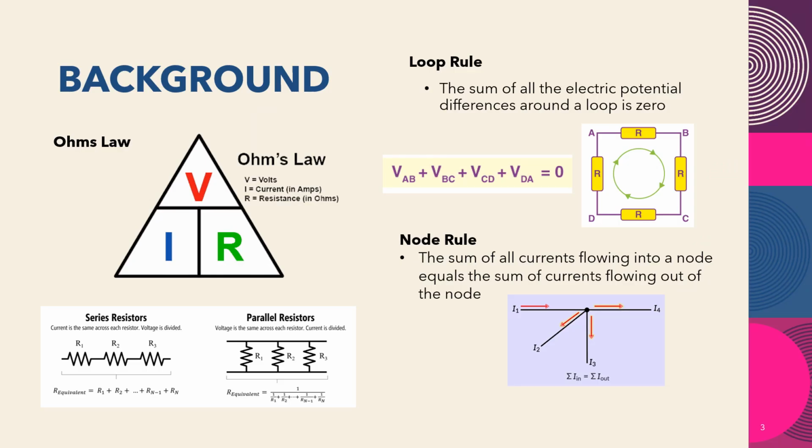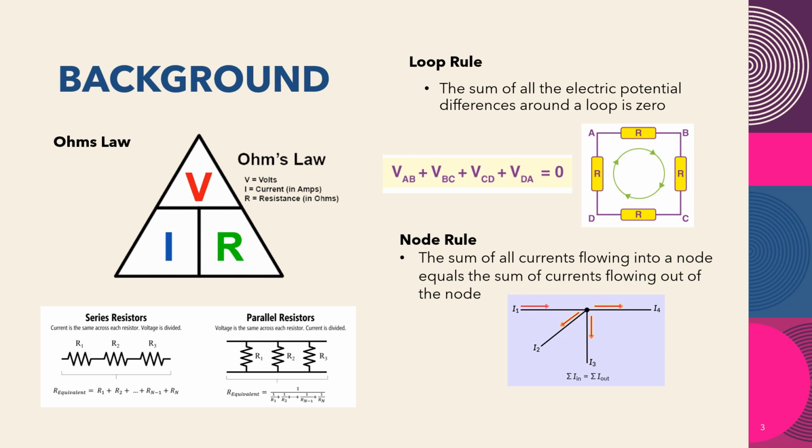Here are some important background equations. Ohm's law relates voltage, current, and resistance. The loop rule states that the sum of all the electric potential differences around the loop is zero. The node rule states that the sum of all the currents flowing into the node equals the sum of all the currents flowing out.